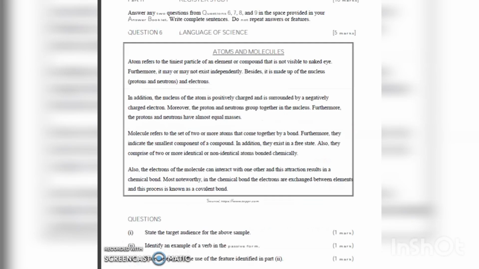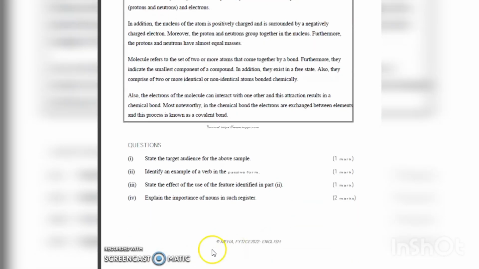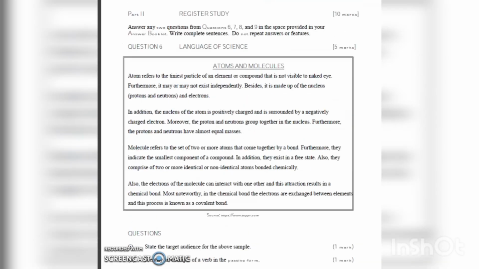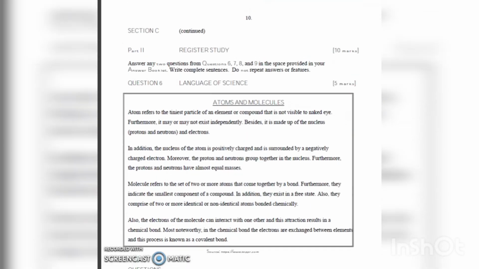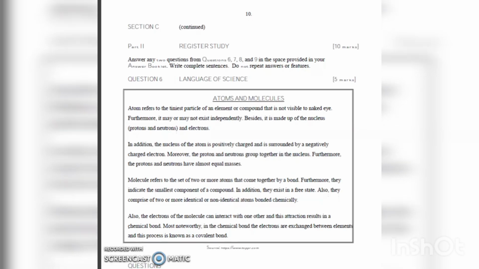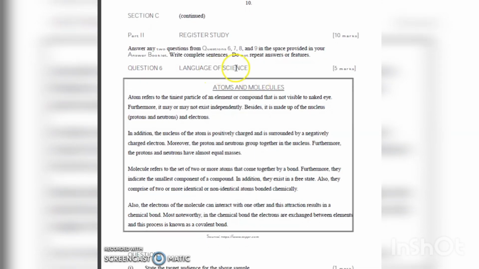So the question that I'm referring to is from the Fiji Year 12 Certificate Examination 2022. So this was last year's paper. The reason why I want us to go really recent is because there has been a lot of changes to the syllabus of Year 12 and Year 13 English. They are very fresh with the changes in the ministry, so these questions will apply for this year. Alright, so let's start with the first one, which is language of science.